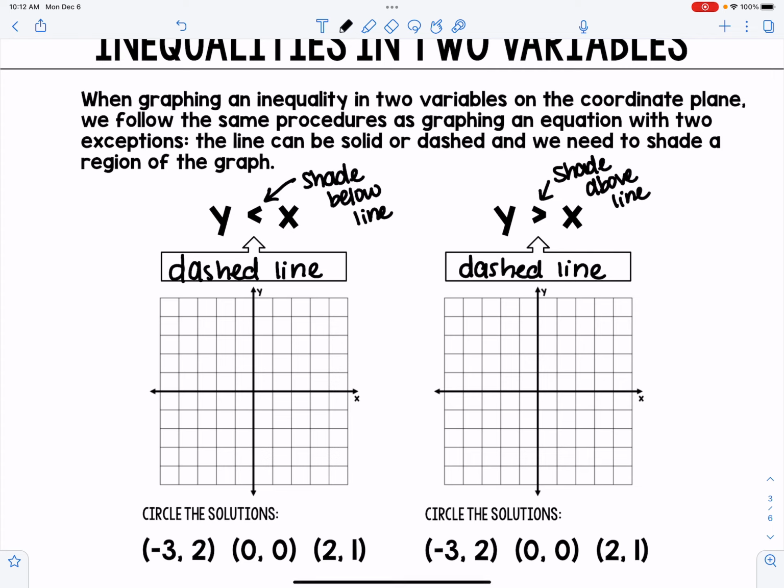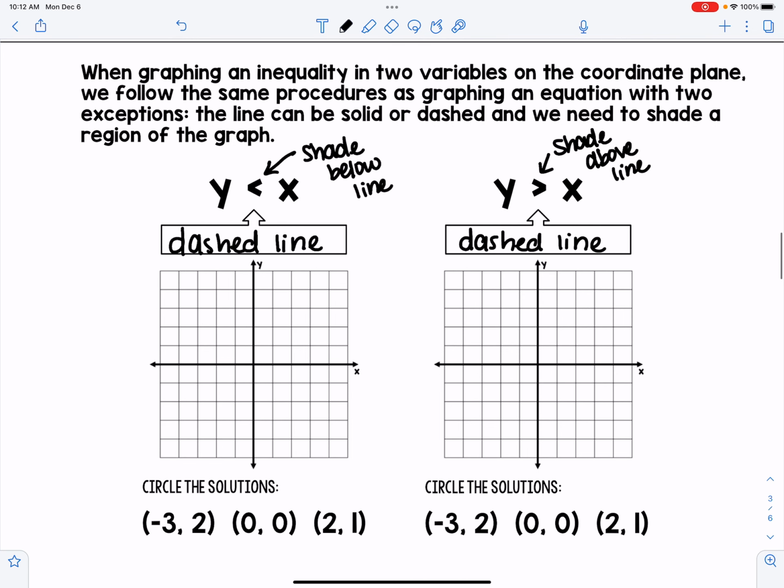All right. And so the next thing that I like to do when I have to come up with a line for my graphs, I like to substitute my inequality symbol for an equal symbol so I can easily create a table of values. Since this is y is less than x, I'm going to say that y is going to be equal to x. And the same thing would be true for y is greater than x. I would just substitute that greater than symbol for an equal symbol.